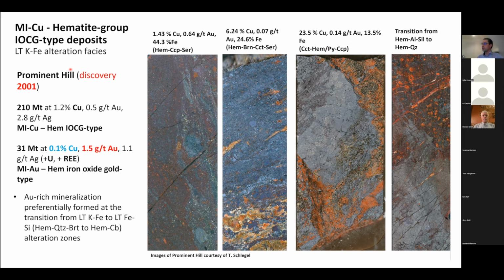As the low temperature potassium iron alteration facies is evolving, it's transitioning from a hematite aluminosilicate to a quartz hematite type of assemblage. And generally what happened at this transition, the system switched from copper-gold to a gold-rich style of mineralization. And in the Prominent Hill deposit, this has led to the formation of a gold-rich zone that is kind of adjacent to the copper-rich zones that currently form the core of the resource of Prominent Hill.